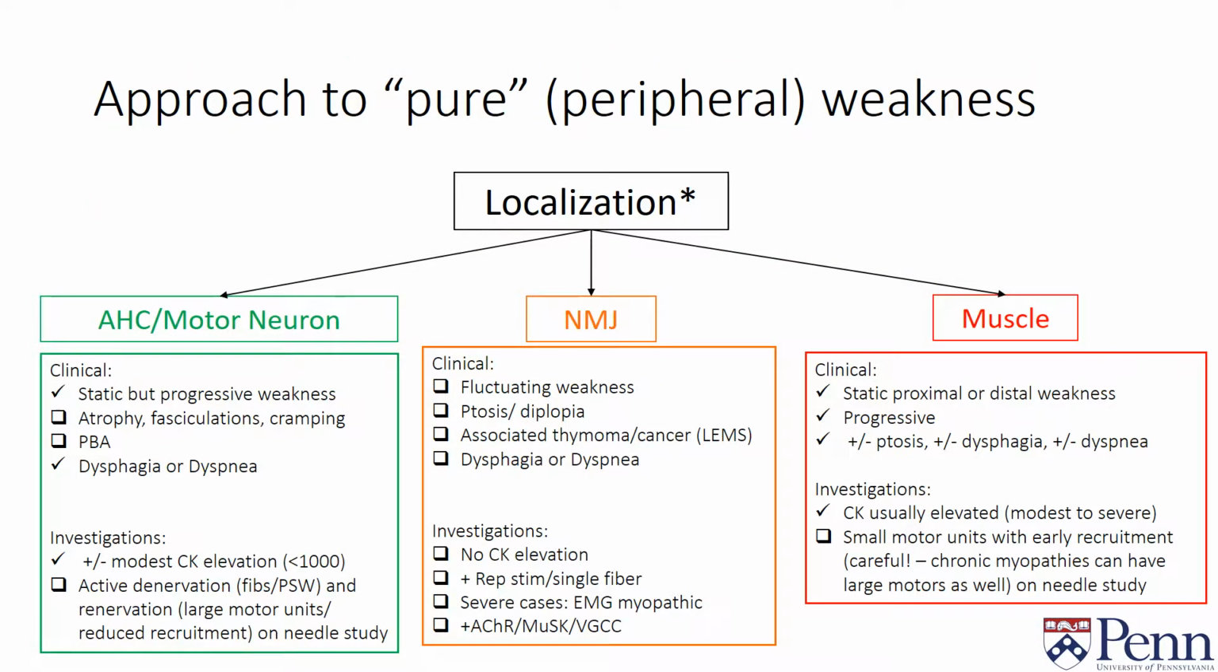Looking at our categories, you can see that there's some overlap between motor neuron disease and the muscle categories, in that they both have progressive weakness that's non-fluctuating. The patients may have dysphagia in either case, particularly say for polymyositis or inclusion body myositis. And again, this is a good example of where a modest CK elevation can cause confusion, as people don't usually attribute CK elevations with neurogenic disease, but usually at less than 1,000, we don't think that motor neuron disease has been excluded at all.